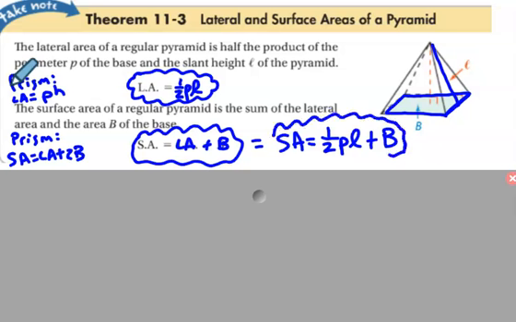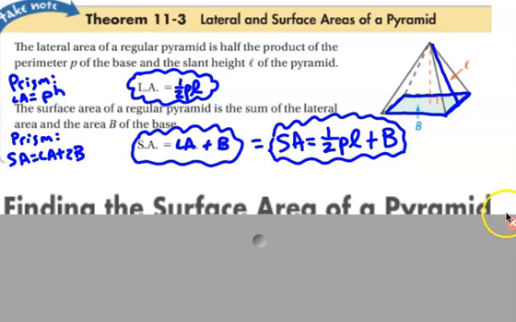Remember, capital B could be any of your formulas. Could be a square on the bottom, could be a triangle on the bottom, could be a pentagon on the bottom. It just depends on what you see. Whatever you see, that's what formula you use to get capital B. All right, we have the formulas. Let's try some with the formula here.